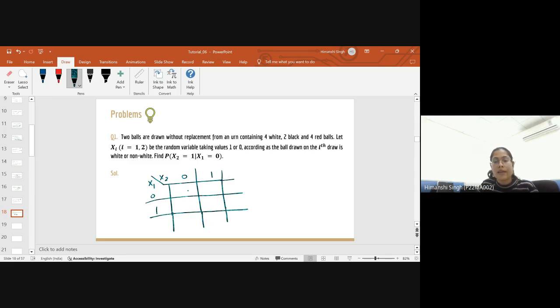Okay, now what is this? Probability x1 is equal to 0 and x2 is equal to 0. So what is basically this event? This event is saying, let us consider i to be 1. So let x1 be a random variable which takes value 1 when the first draw is white. Let me first define these random variables.